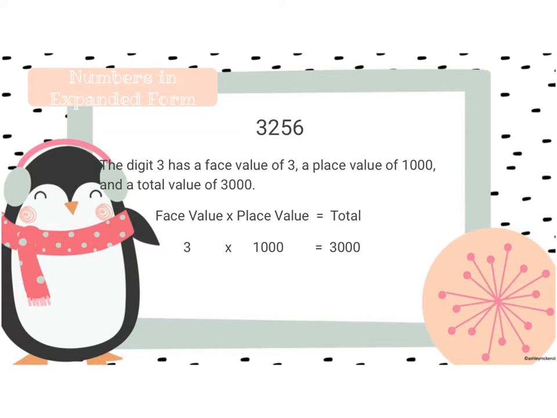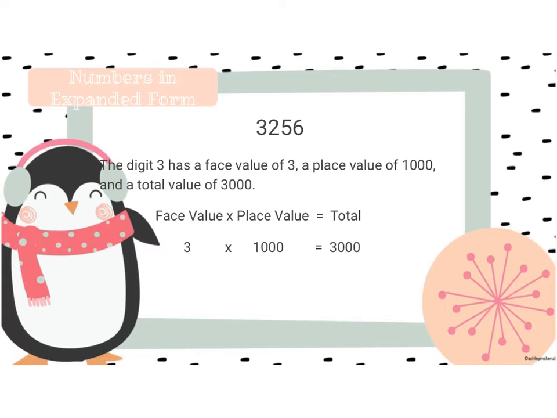Okay, so this number right here, 3256, is 3,256. The digit 3 has a face value. When I talk about face value, it's what it's worth. It has a place value of 1,000 and a total value of 3,000. Why is it a total value of 3,000? Because it's a 3 in the thousands place. So face value times place value is your total.